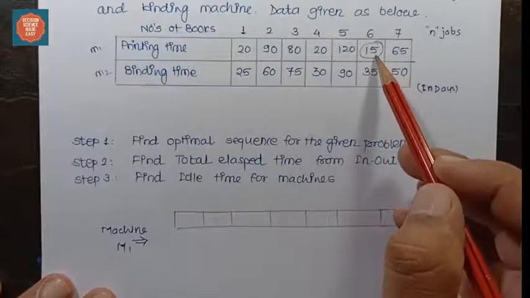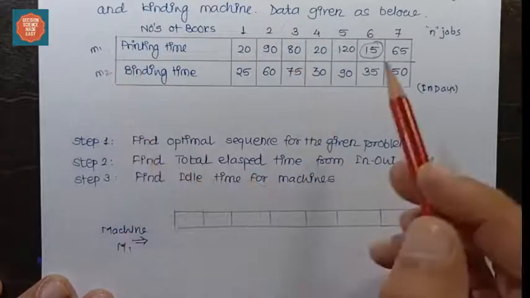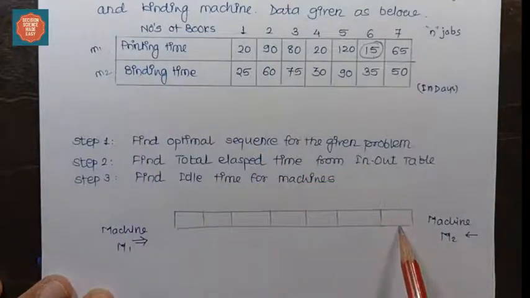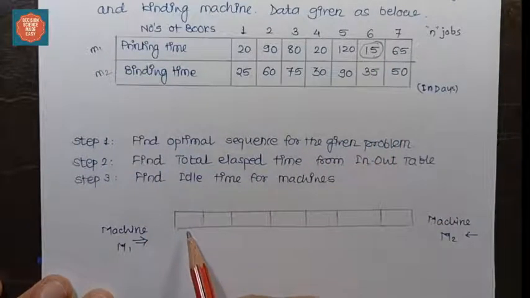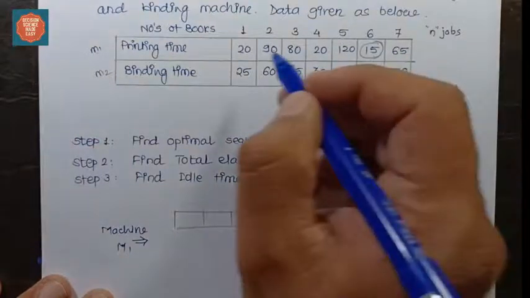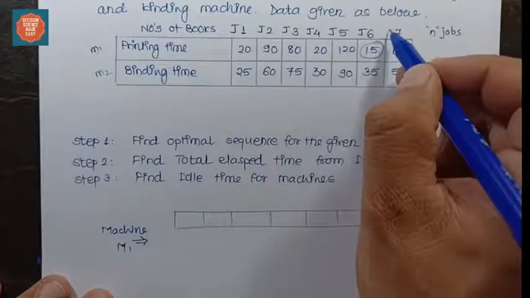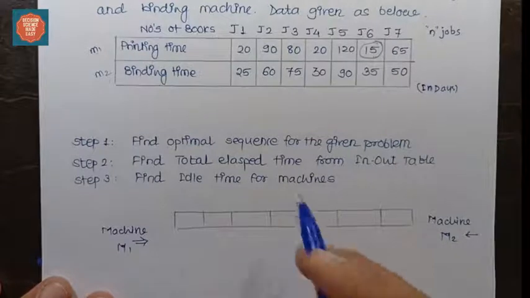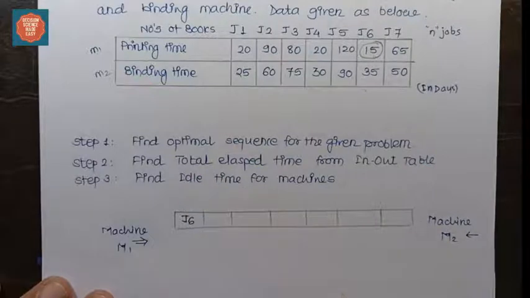Now you have to check whether this smallest number belongs to machine M1 or M2. If it belongs to M2, we need to put the entry from the right hand side, and if it belongs to M1, then it should be written on the left hand side. So here in this case, this belongs to M1. Let's say these are J1, J2, J3, J4, J5, J6 and J7, my jobs. So here J6 belongs to M1. So I'll just write down J6 here, and I'm going to eliminate this further.